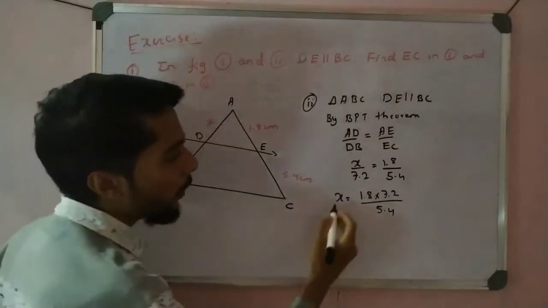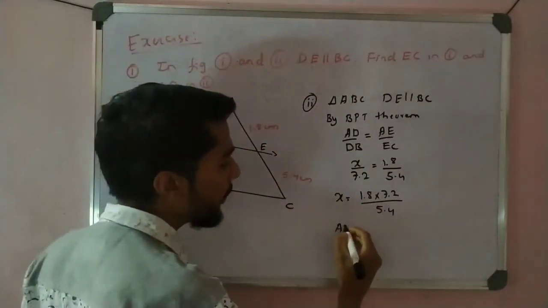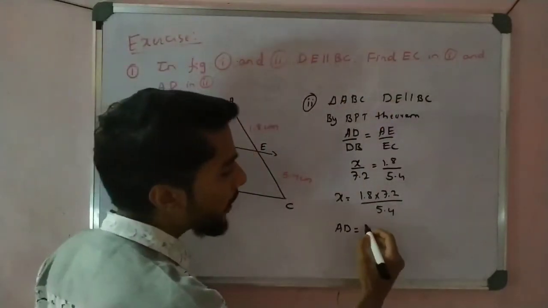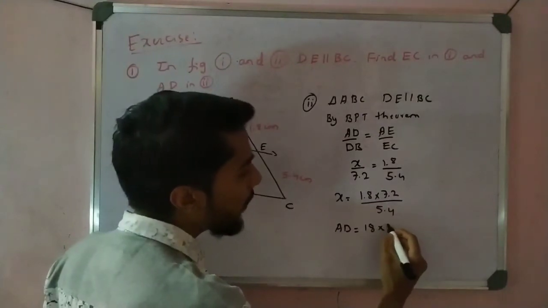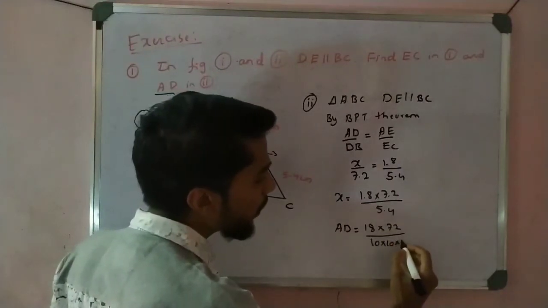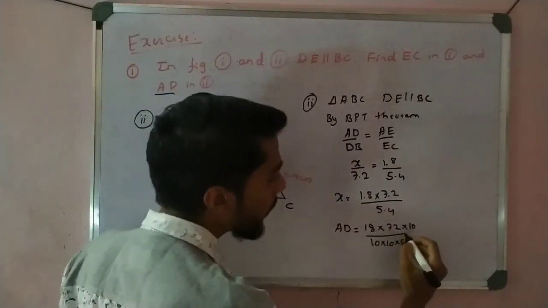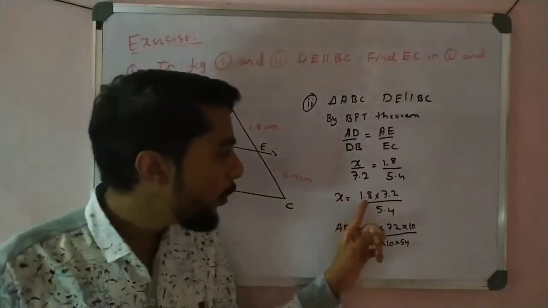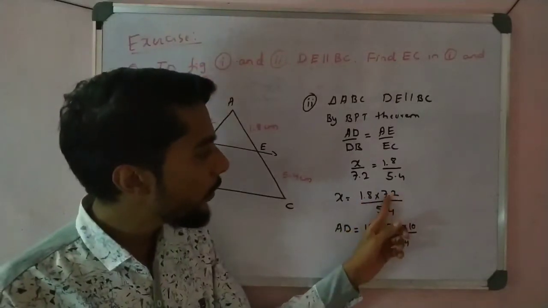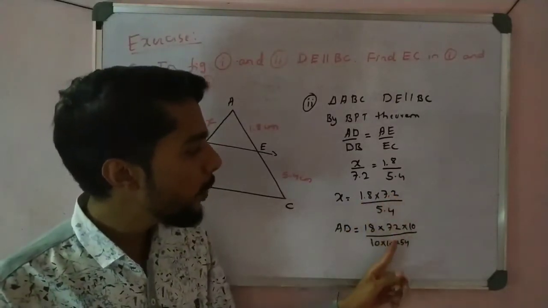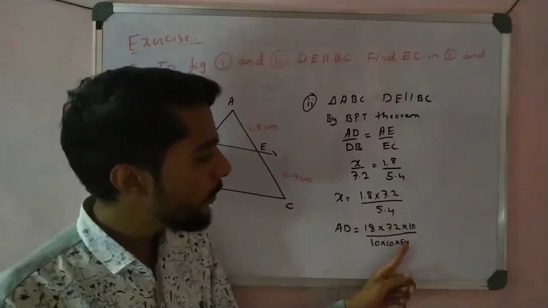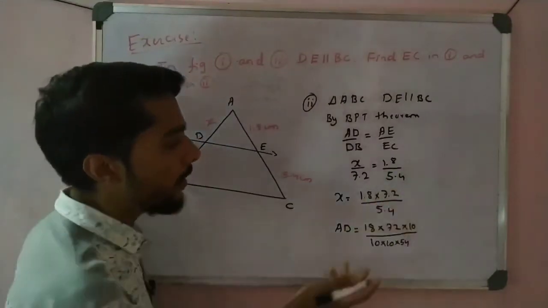Now what is AC? AC is nothing but AD, so I can write here AD, that is what we have to find. Now let us see. 1.8 can be written as 18 by 10, and 7.2 as 72 by 10. Correct? 5.4 is nothing but 54 by 10, which goes to the other side, into the numerator.